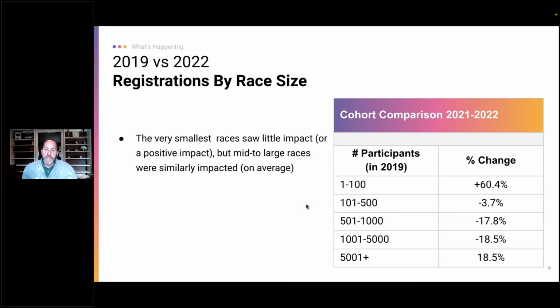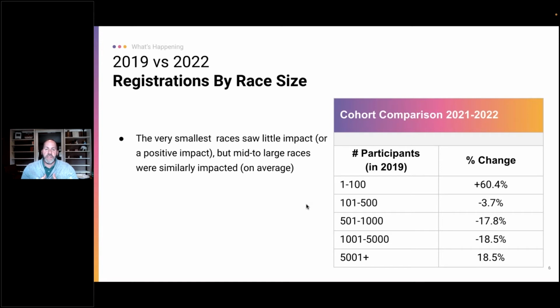So our smaller races are seeing explosive growth with that 60%. When we're getting into that mid-level, which I think the majority of us are at, that 500 to 5,000 mark, that's where you're getting into those double-digit numbers down. And then we're seeing those really strong, large events are increasing at almost 20%, right? So that's really interesting data.